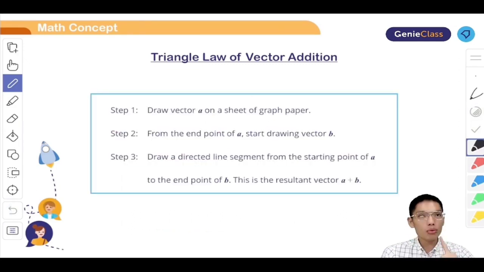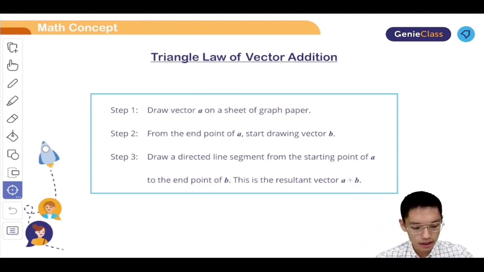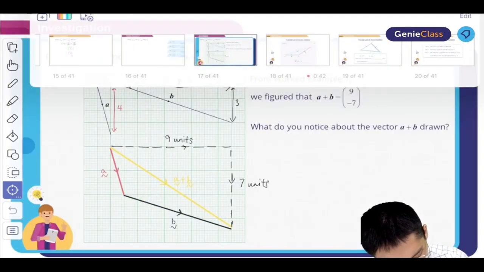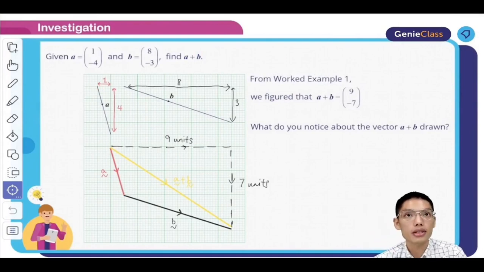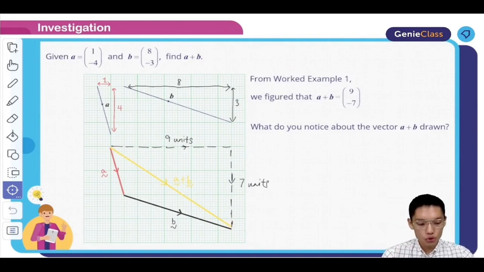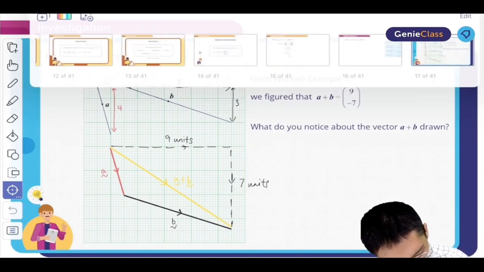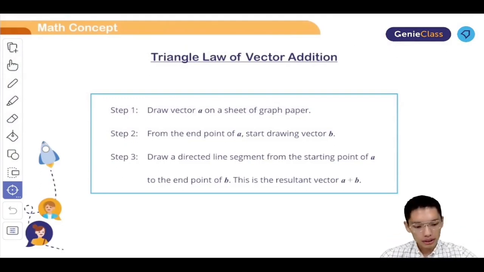So starting, remember what I did for you for the investigation? Exactly what I did over here. So firstly, we draw vector A on a sheet of graph paper. Endpoint of A, we draw vector B, and we draw a directed line segment, A plus B. Again, just to refresh your memories over here, I have vector A, I draw it out first. From the endpoint of A, I draw B, then after that, I draw the yellow line. Of course, to make sure that you draw correctly first, guys, before we go on to drawing out everything over here.